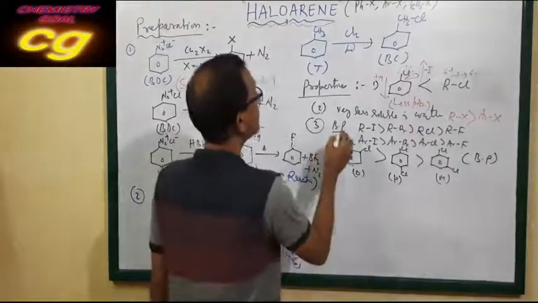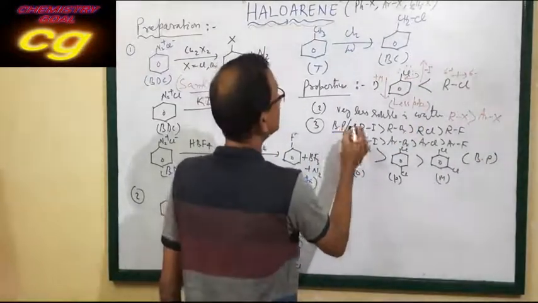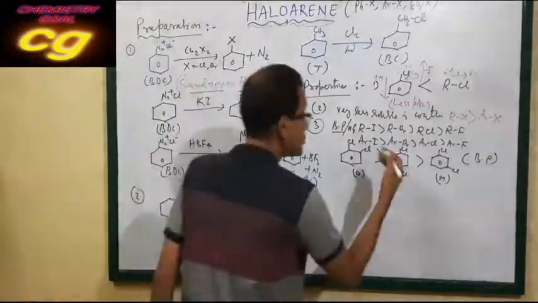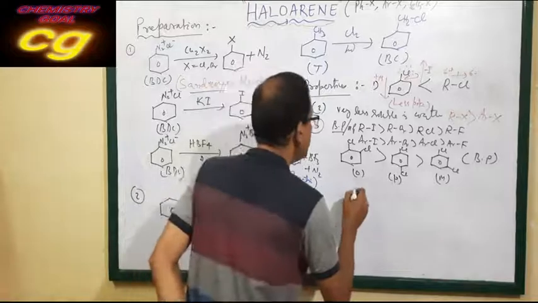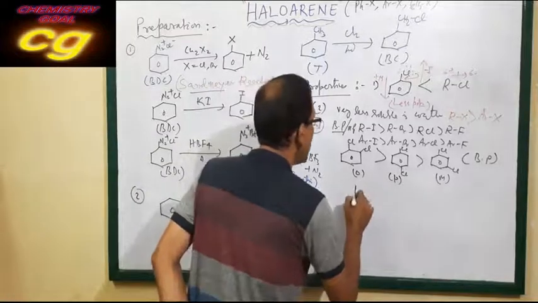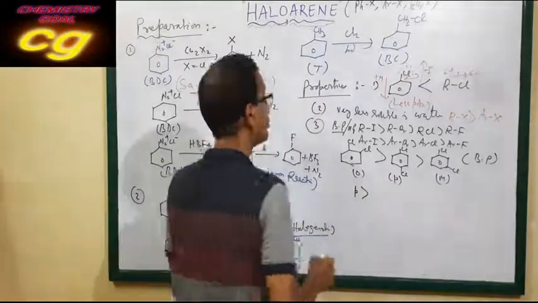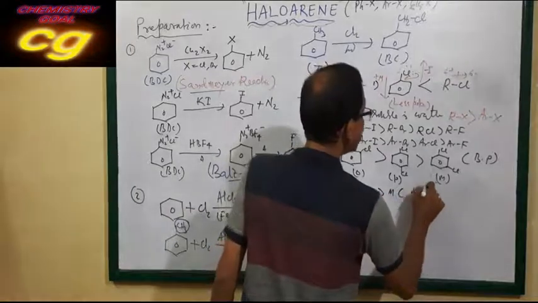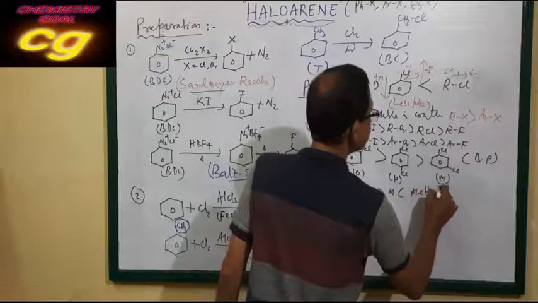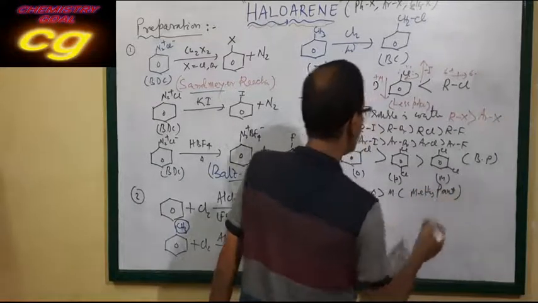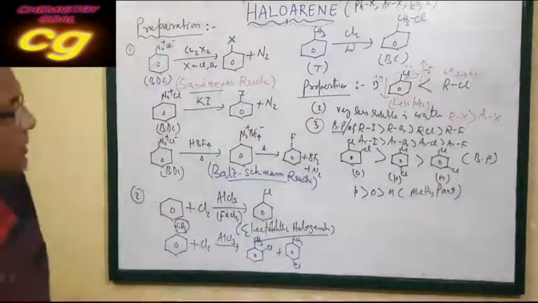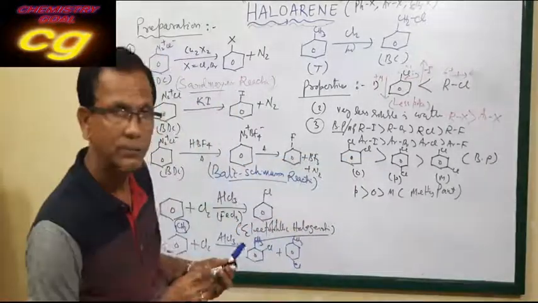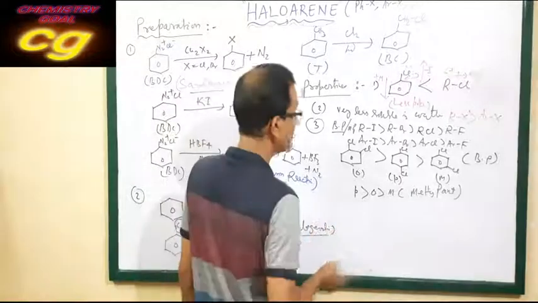But if you see the melting point order, the melting point order will be just opposite. The melting point will be first para, then ortho, then meta. This is your melting point of dihalogen derivatives of aromatic compounds, that is benzene.